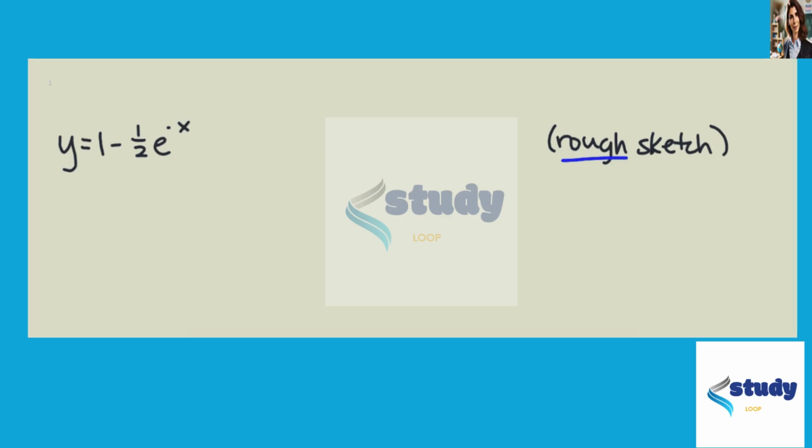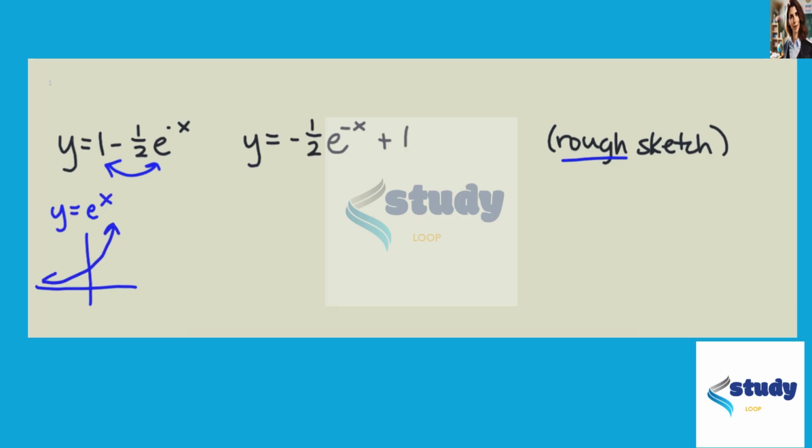But first, I'm going to rearrange the terms in my function a little bit. I'm going to think of it as y equals -1/2 e to the negative x plus 1. So I just switched the order of those two terms because it's going to help me to follow my transformations a little bit better. So I'm going to start with the basic function y equals e to the x. You've got your basic exponential growth.